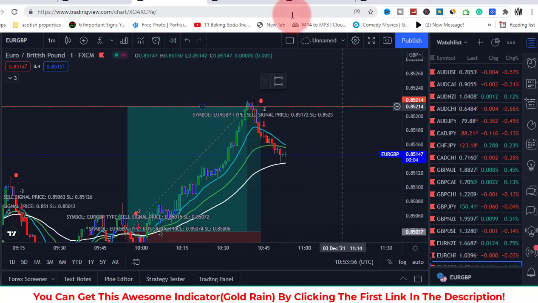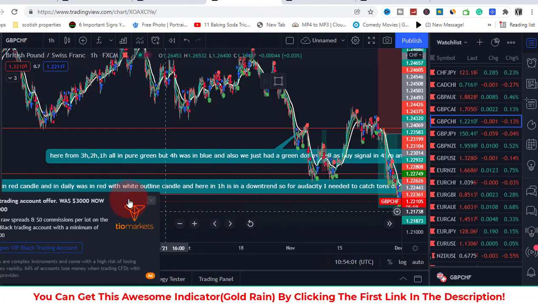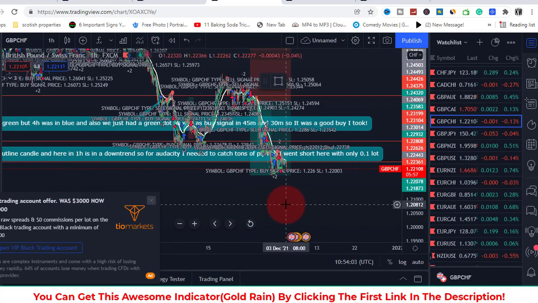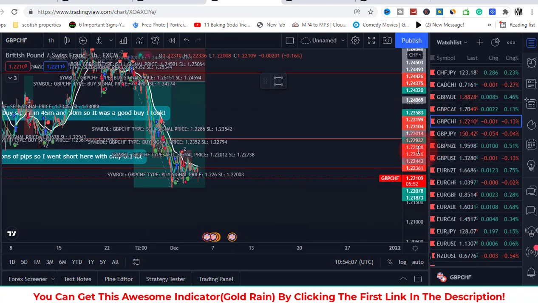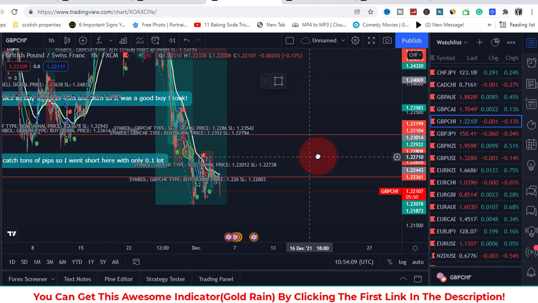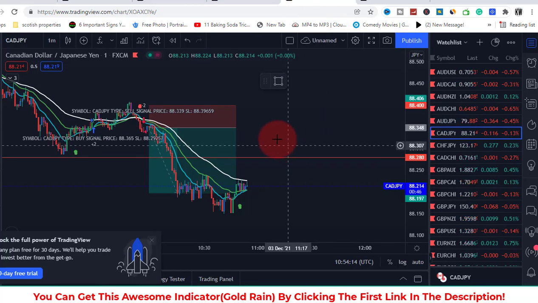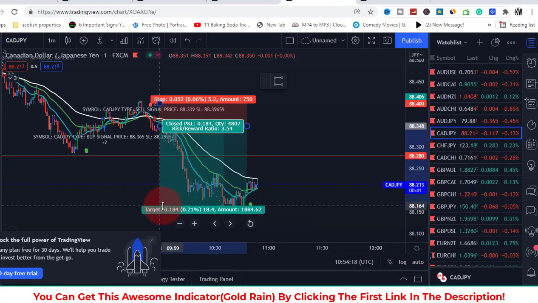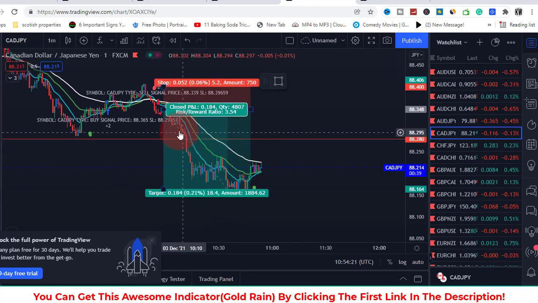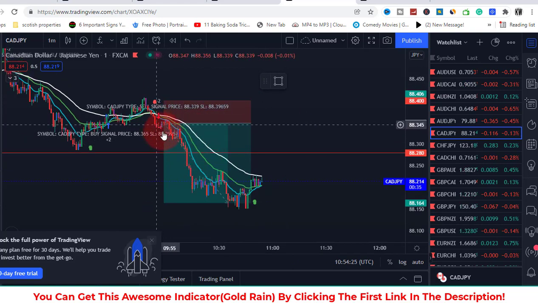And then the other one is Great British Pound CHF. Let's see what is going on with that, which I didn't really like. It seems to go down, but I don't know. I'll just hold the trade and see what happens. And CAD JPY, look at that, guys. CAD JPY as well, we're in 18 pips. This is solely using the indicator, guys. Sell, I went short. And then USD JPY.